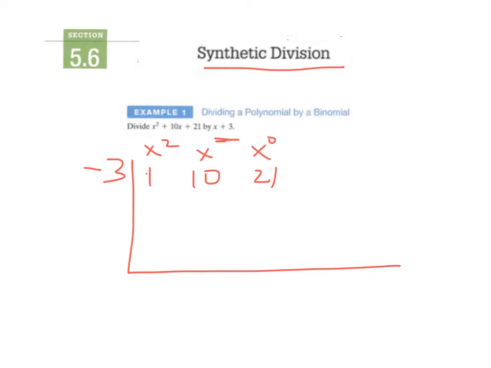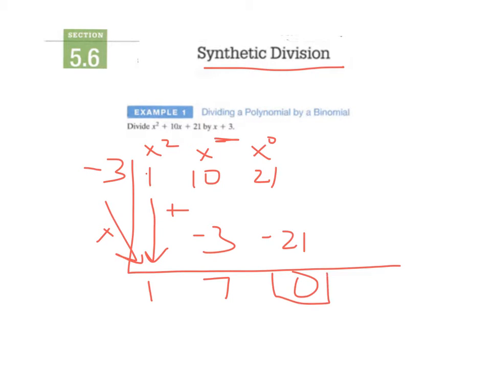So the first thing we do is drop down the first number. Then I multiply -3 times 1. So I'm multiplying. That gives me a -3. Then I add. So -3 plus 10 is 7. Then I multiply again. -3 times 7 is -21. Then I add, and I get 0.